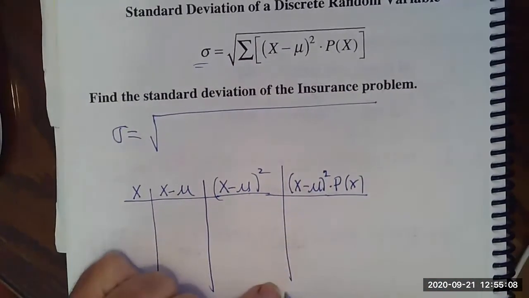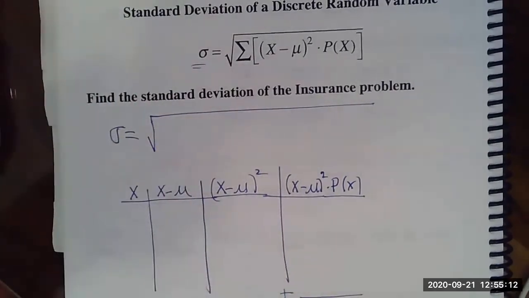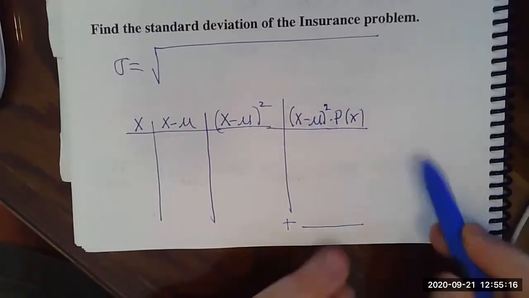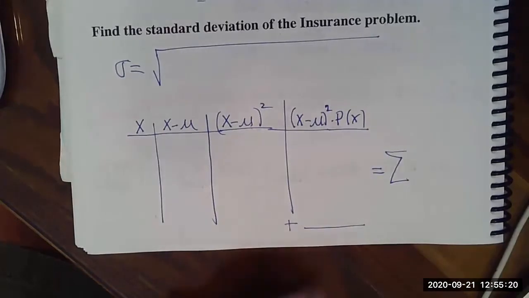And when you're done, you're going to add up this column, and that's your summation notation. Add up the column, and at the end, that's the answer.